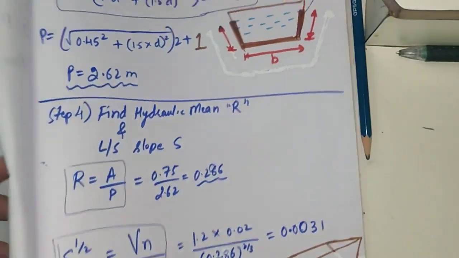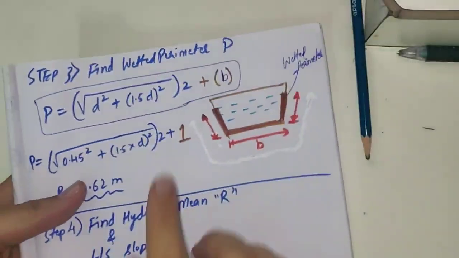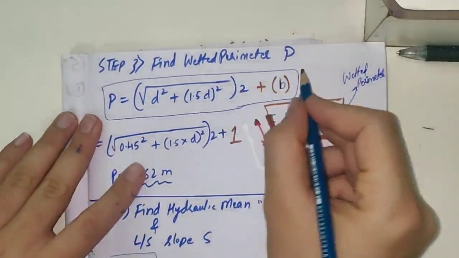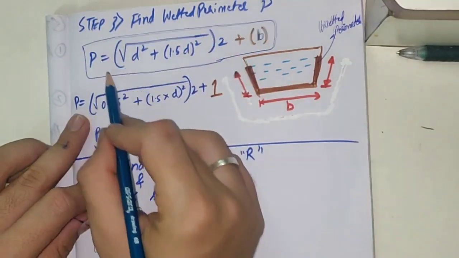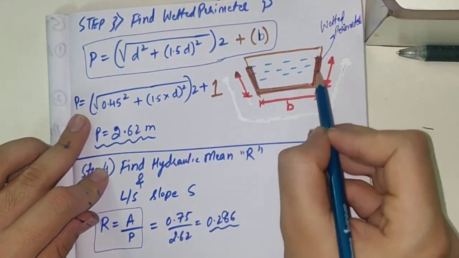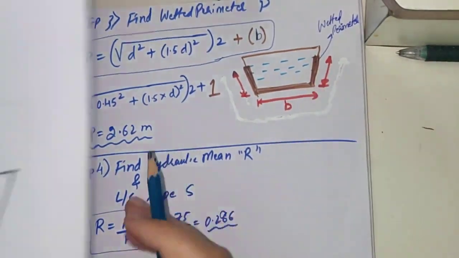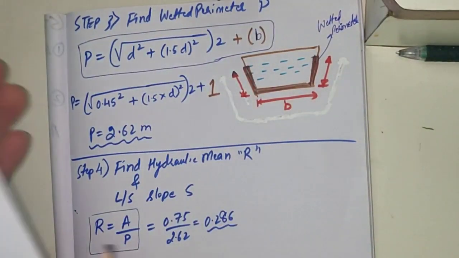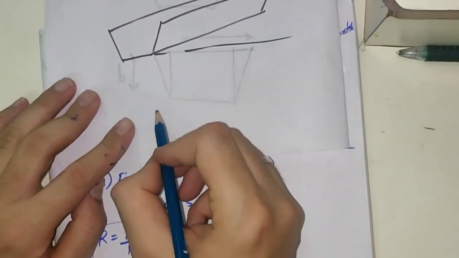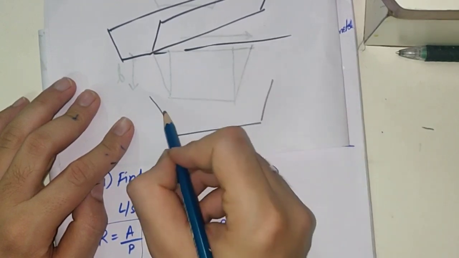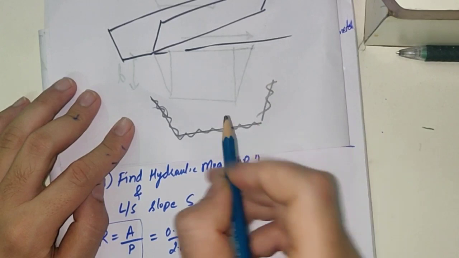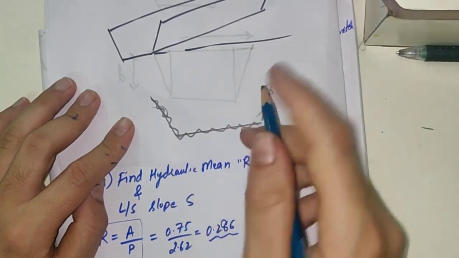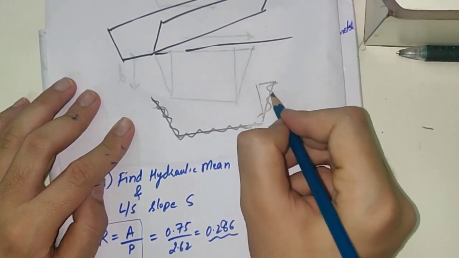Okay, coming to the next step. Step number 3. You have to find out the wetted perimeter. If you have understood the concept, then you will understand this formula easily. So it is this plus this plus this. Already I have explained here that the wetted perimeter means this plus this plus this. This breadth we already know, 1 meter. This we don't know, right?